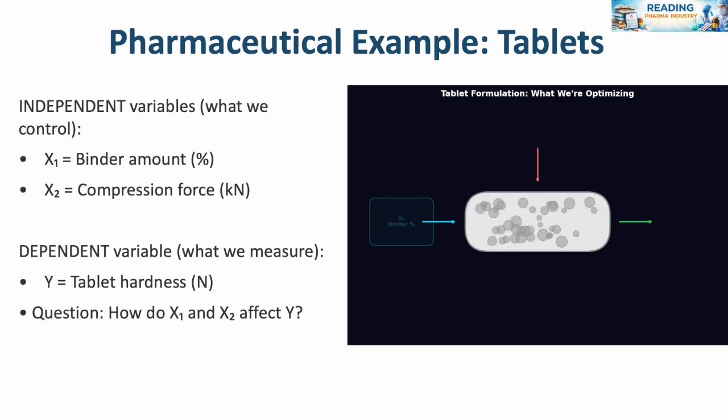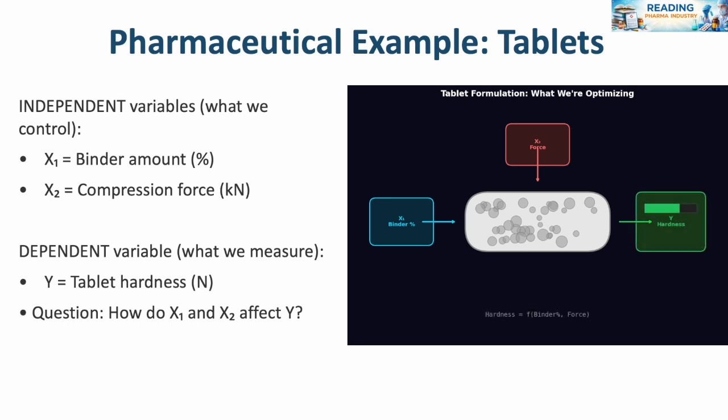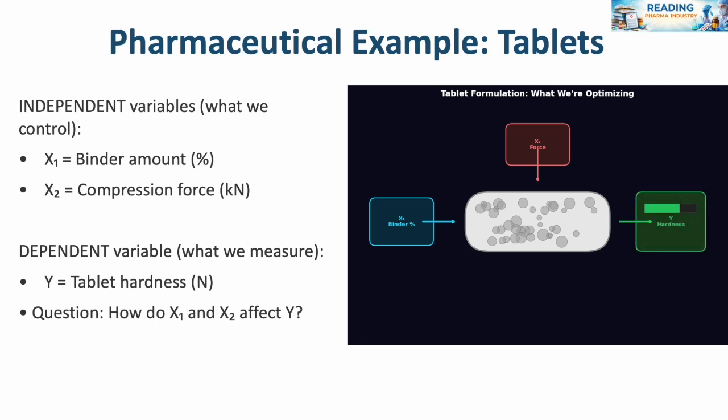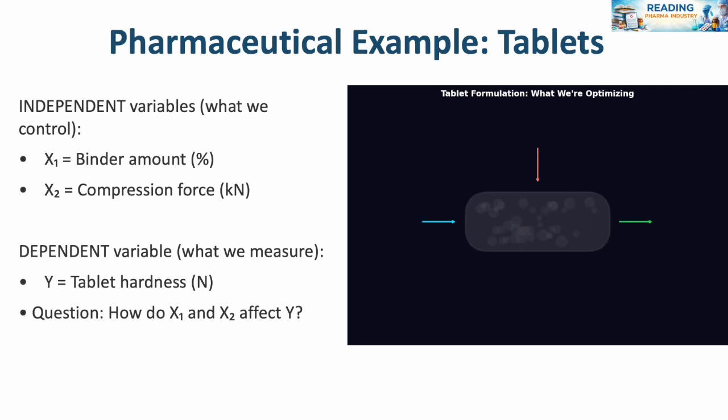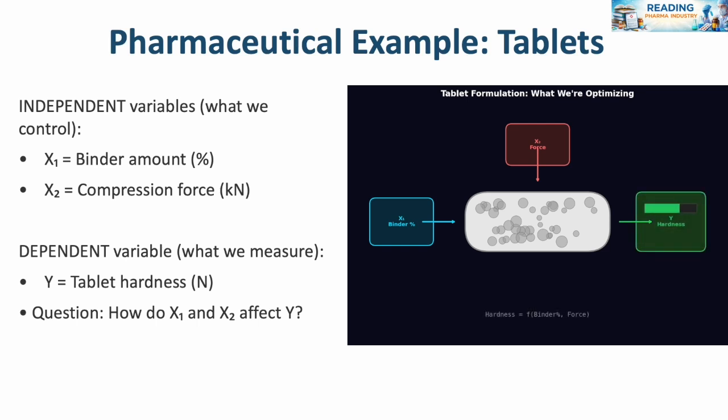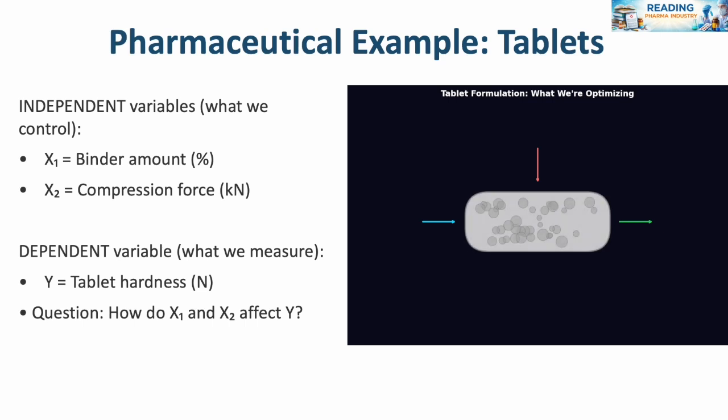Now let's apply this to our tablet example. We have two independent variables. Those are x1, which is the binder amount measured in percent, and x2, the compression force that we measure in kilonewtons. Both are variables that we control. We decide how much binder to add, and then we set the compression force in the tablet press. So these are the input values.